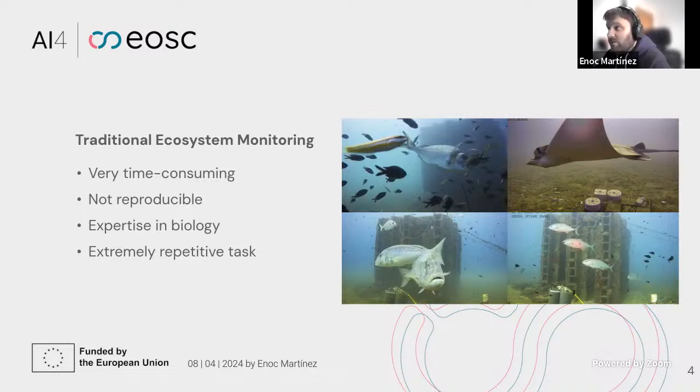It's not even reproducible because when I look at the picture, I may overlook some things. I can make real mistakes, confusing one species with another. And people who need to do this task of identifying fish really need to be experts in biology, because there are a lot of very similar species that have to be counted differently, and it's a very, very repetitive task. So to avoid this situation, we want to apply AI techniques to automatically process these pictures.